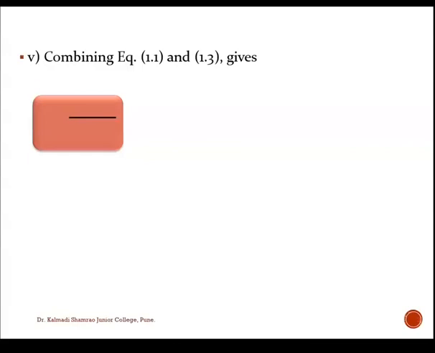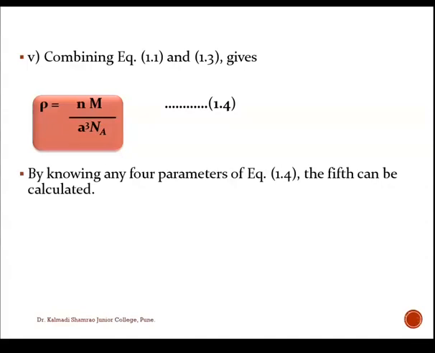Combining equation 1.2 and equation 1.3, we get rho is equal to small n into capital M divided by a cube into N suffix A. Let this be equation 1.4. By knowing any 4 parameters of equation 1.4, the fifth can be calculated. This is the relationship between density, that is rho, molar mass, that is capital M, and unit cell edge length, that is small a, of a unit cell.